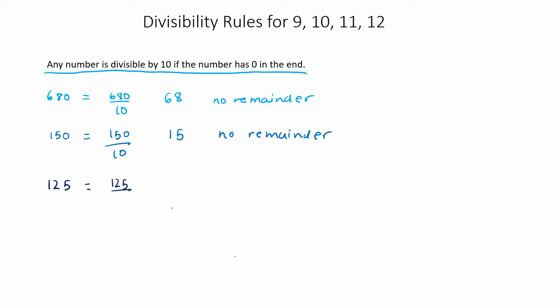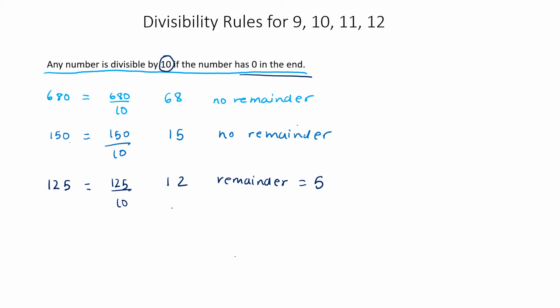125 divided by 10 goes 1, leaves 2. 25 divided by 10, well, the most that we could do would be 2, leaving us with a remainder of 5. And this proves that a number is only divisible by 10 if the number has a 0 in the end.